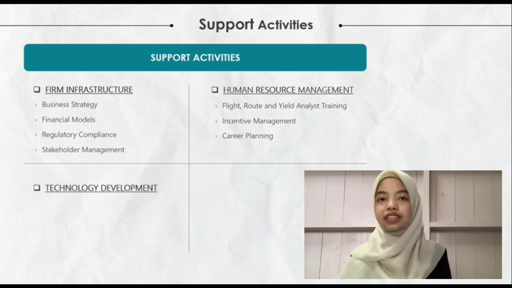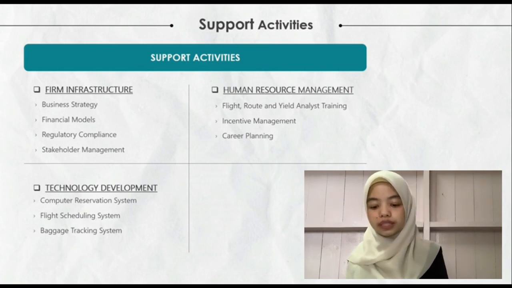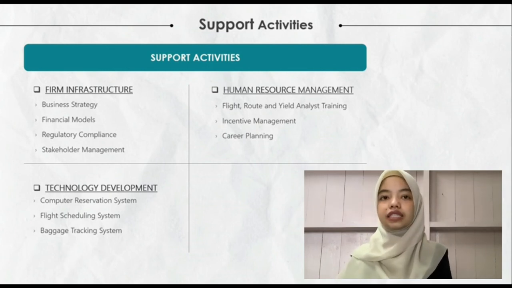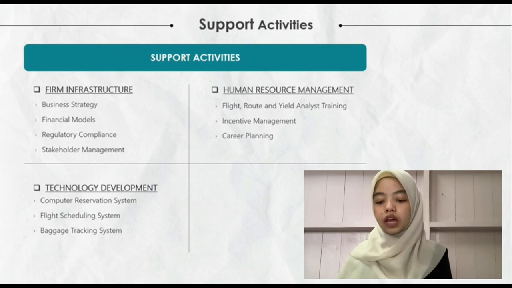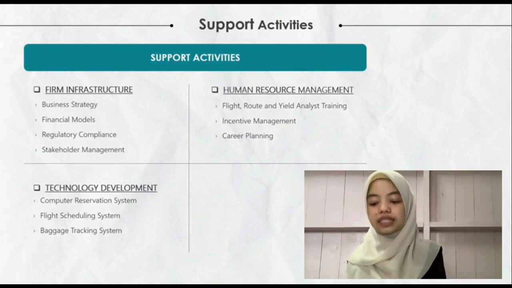Next is technology development. First is computer reservation system, which can be done online and computerized through the website. It also can be done using computer and AirAsia smartphone apps. Next is flight scheduling system, which is valid about 1 year to 1.5 years. Next is baggage tracking system. AirAsia has a tag on every baggage checked in at the check-in counter, which enables tracking of the baggage by the baggage tracking system.